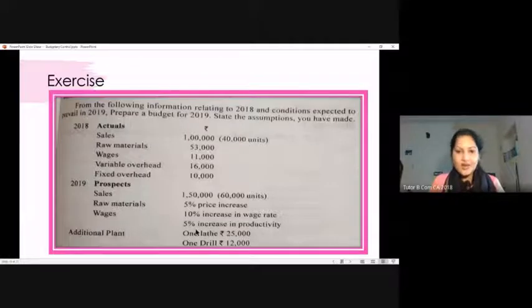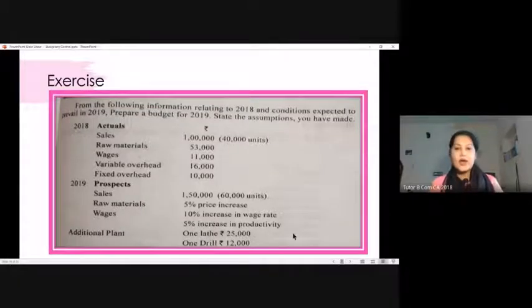Like wages also, similarly, I will take 11,000 by 40,000 and get the per unit cost. Then I know that there is a 10% increase, so I'll go with that. Suppose the per unit cost in this case is 1 rupee, then it will be 1 into 110 by 100. I will get the per unit cost for 2019, and I know that the number of units produced will be 60,000, so I multiply with 60,000 units. Same here also.